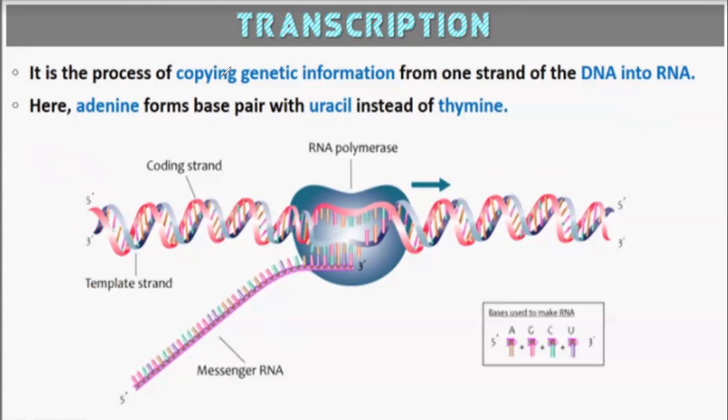Fine. So here, adenine forms a base pair with uracil instead of thymine. As you all know, in case of RNA, thymine is replaced by uracil. Is that okay?